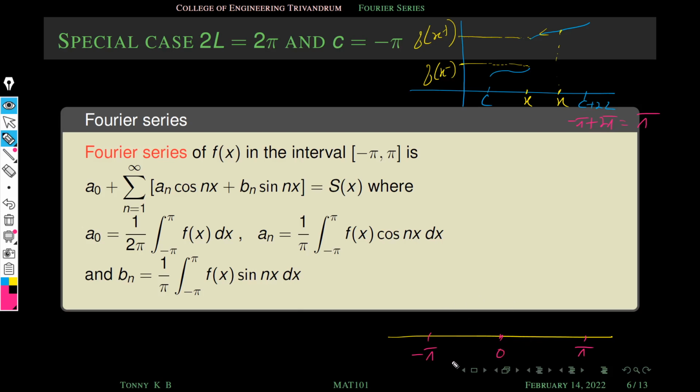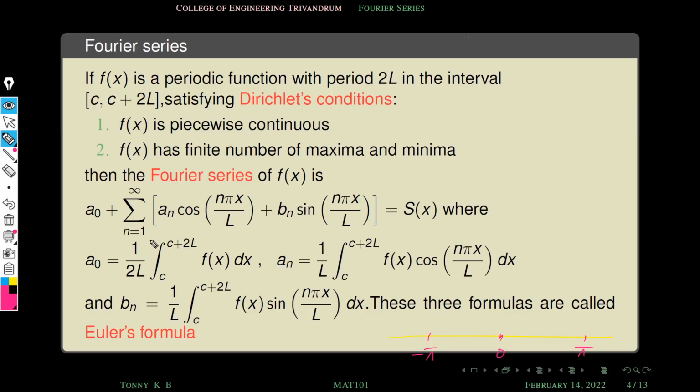Suppose a function is defined in this interval, minus pi to plus pi. Then what are the analogous changes in the Fourier series and its coefficients a0, an and bn? Our Fourier series in the interval c to c plus 2L is a0 plus the sum from n equal to 1 to infinity of an cos n pi x by L. What is L? In this case we assume that 2L is equal to 2 pi, so L equals pi. So you can cancel these two, and this term becomes cos nx. Similarly, this is bn sin n pi x by pi, so you can cancel, and this is sin nx.